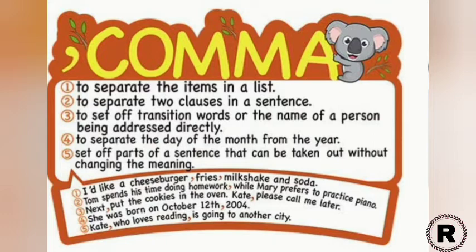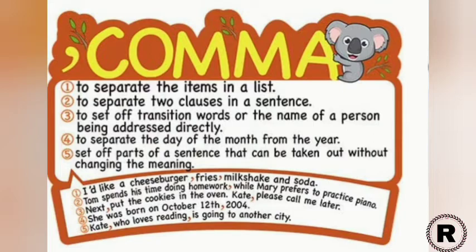So let's revise once again. When we have to separate the items of lists in a sentence, when we have to separate two clauses, when we have to separate the name of a person from the rest of the sentence, when we have to separate the month from the year, and when we have to separate a part of the sentence without changing the meaning, then we use a comma. So in this way the comma is used.